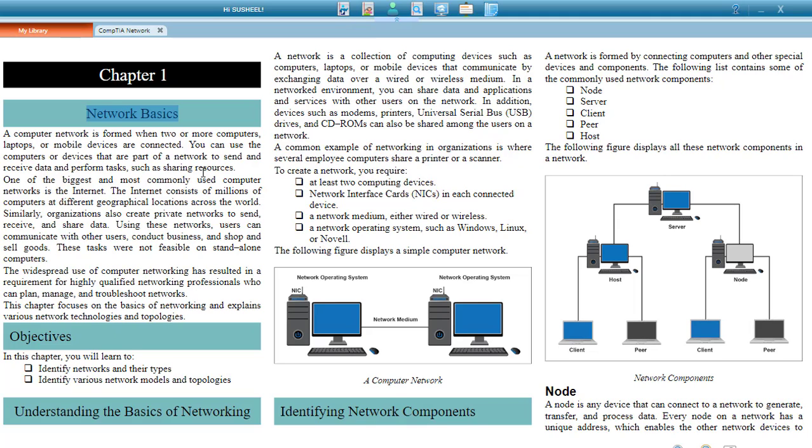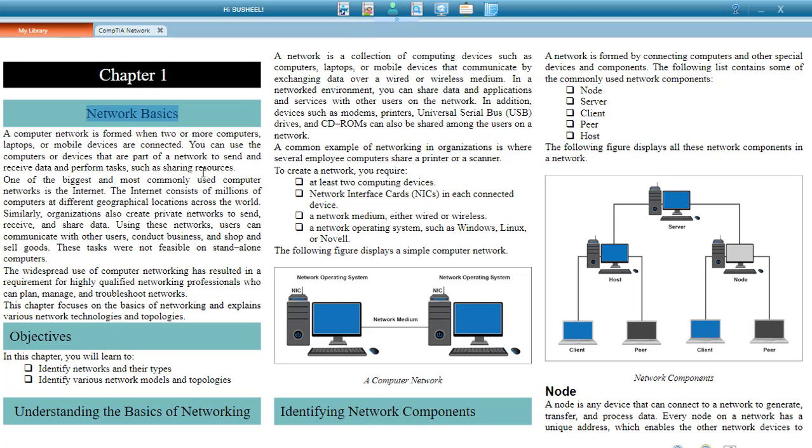Network interface cards (NICs) in each connected device. A network medium, either wired or wireless. A network operating system, such as Windows, Linux, or Novell. The following figure displays a simple computer network. A computer network. Identifying network components.